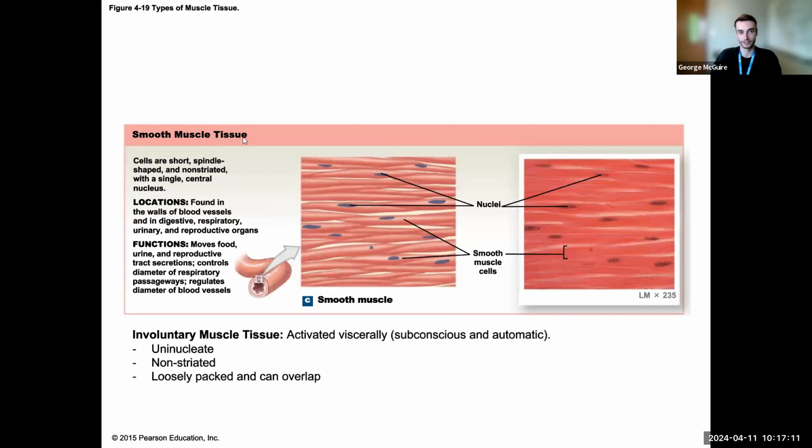This is also automatic, visceral. We don't control this consciously. And smooth muscle tissue looks much different than our other two. We don't have any striations. It is branching, forming these overlapping networks with each other. They're not all parallel. And so this is mainly for stretching and constricting areas that you don't consciously control. So all of your visceral organs, your blood vessels, and those are going to be mainly surrounded with smooth muscle tissue. So uninucleate, non-striated, we don't have those parallel myofibrils, and they're loosely packed.